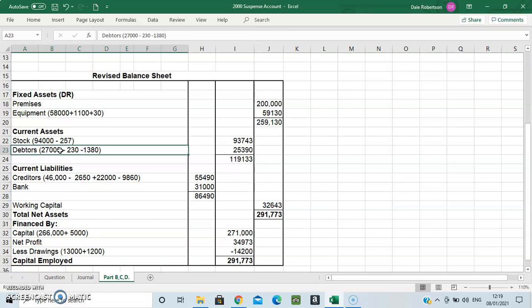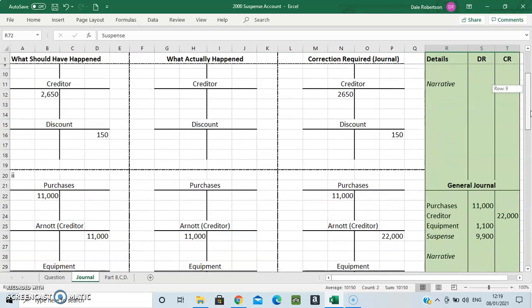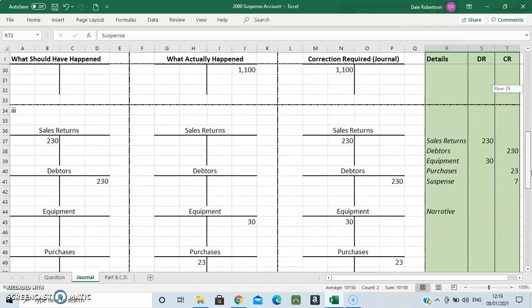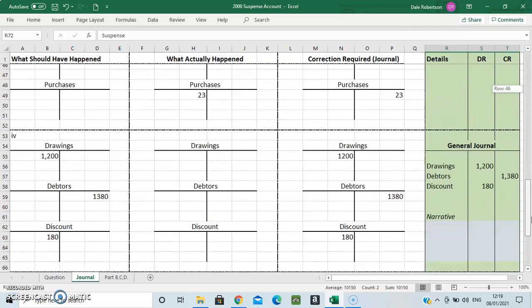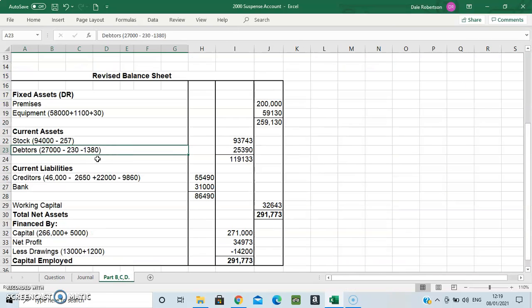Now debtors, 27,000. The 27 comes from the original, and then you have debtors of 230 on the credit side, and you have debtors of 1380 on the credit side. Both of those are credits in an asset account, so we're subtracting both to get this number here. You total them up to get your total current assets.